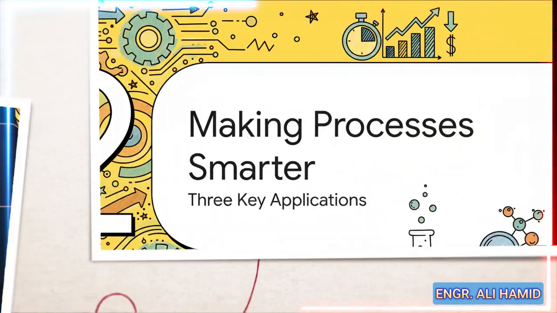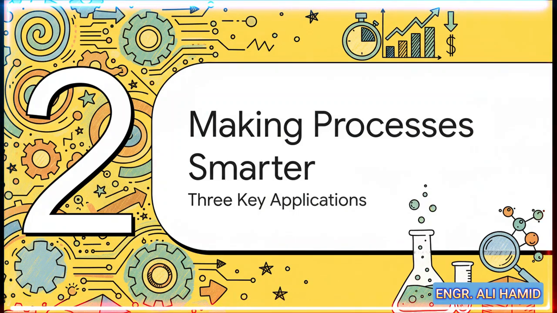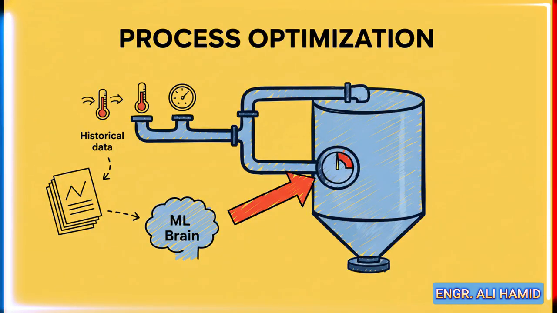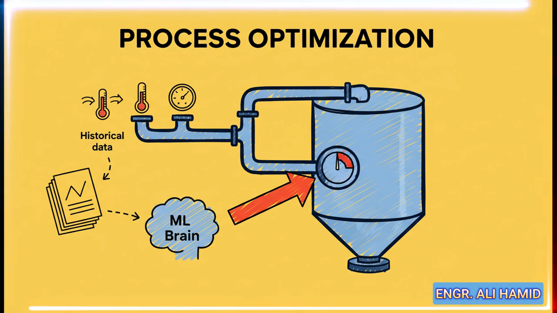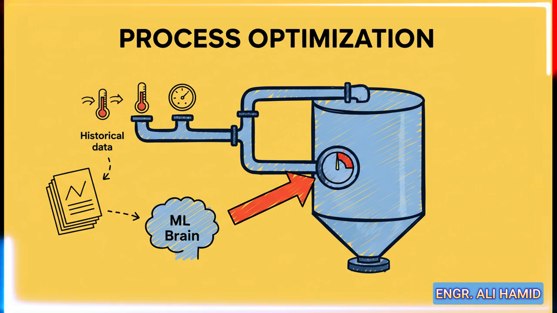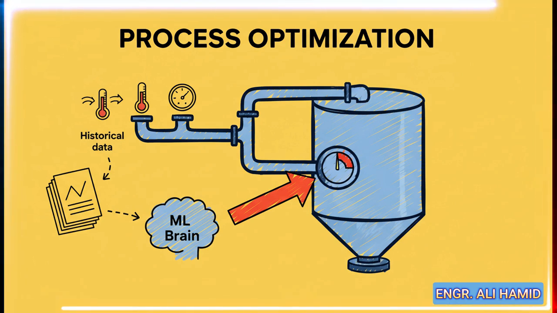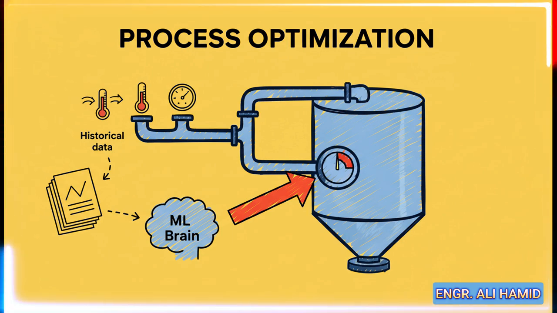Now for the really fun part. Let's get into 3 concrete ways machine learning is already out there in the real world, improving efficiency, cutting costs, and making products better, right now. The first one is a big one: process optimization. You know that chemical processes need incredibly specific conditions to work just right. We're talking temperature, pressure, flow rates, the list goes on and on. Well, machine learning can look at all the historical data from a plant and learn from it to find the absolute sweet spot for running things.